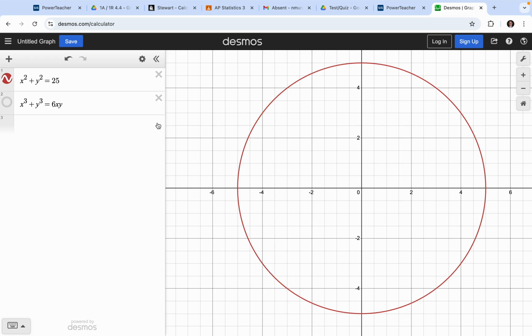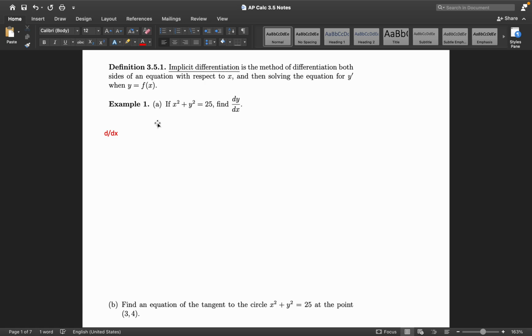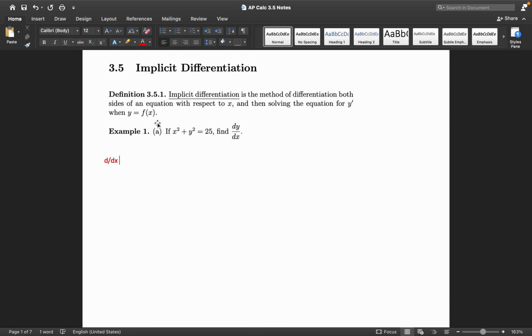So what do we do? In this case, we're going to take the derivative implicitly. So we're going to take the derivative of each side: the derivative of x squared plus y squared equals the derivative of 25. If I try to take the derivative of the right side, that's not bad. The derivative of 25 is 0.